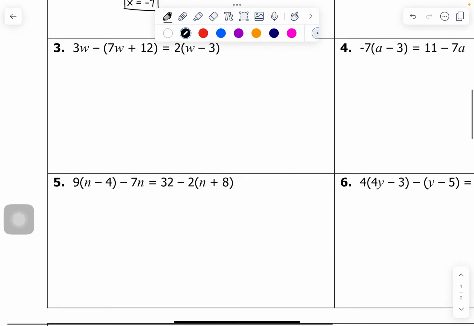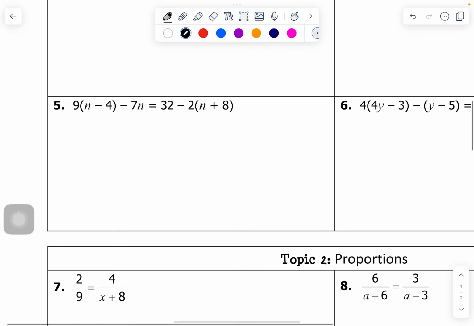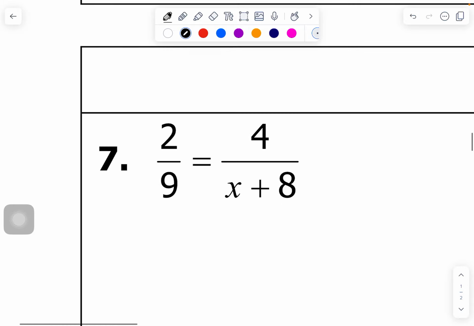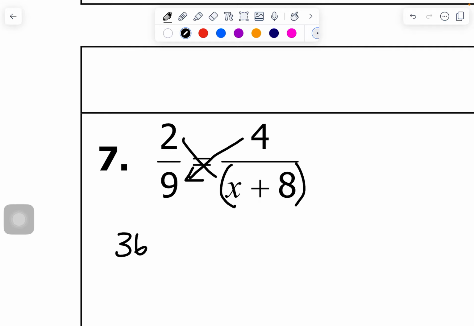If I move on down here to the second topic of the week, which would have been proportions. In this particular case, I'm going to cross multiply. So I'm going to multiply the 4 and the 9 together, and that's going to give me a 36. I'm going to put parentheses around, or group, this denominator on the right-hand side here before I multiply the 2 that direction. So that will give me 2 times (x plus 8).